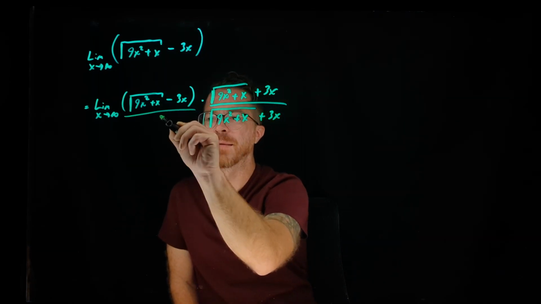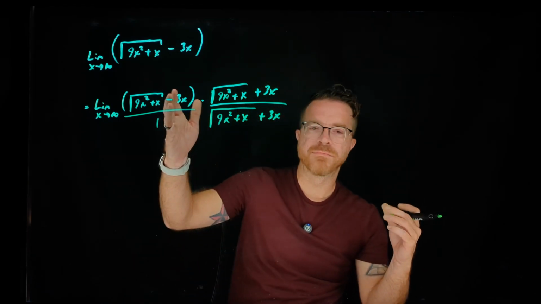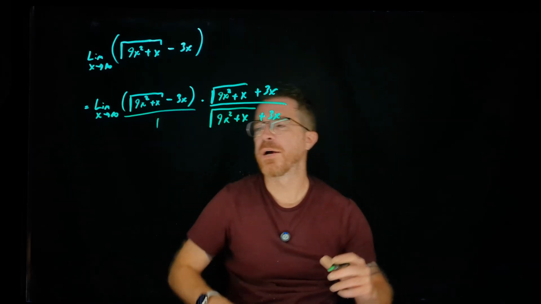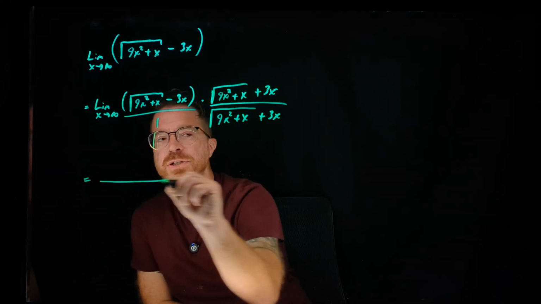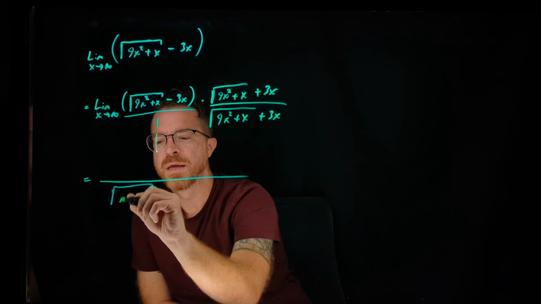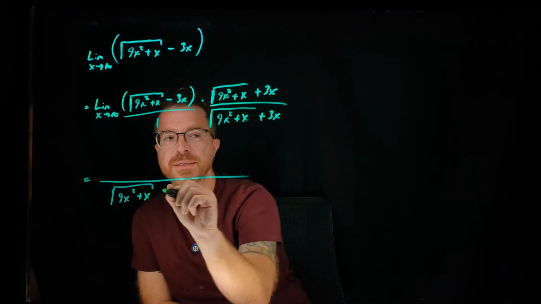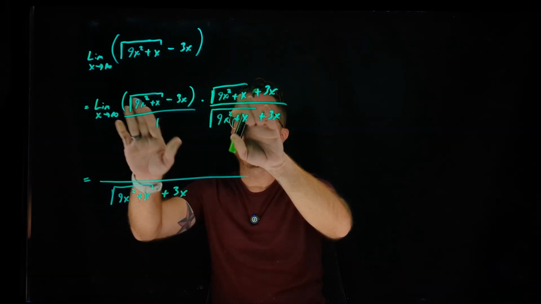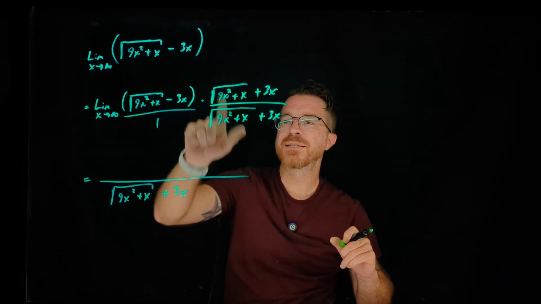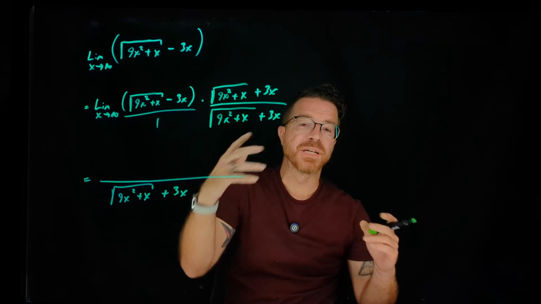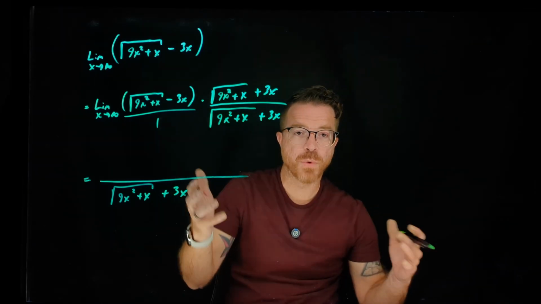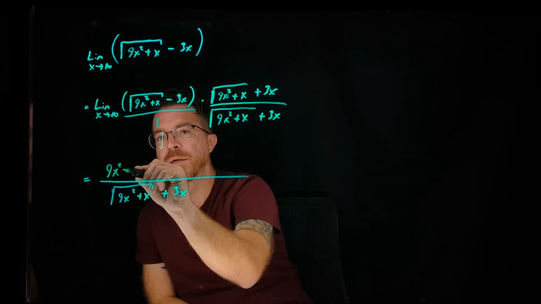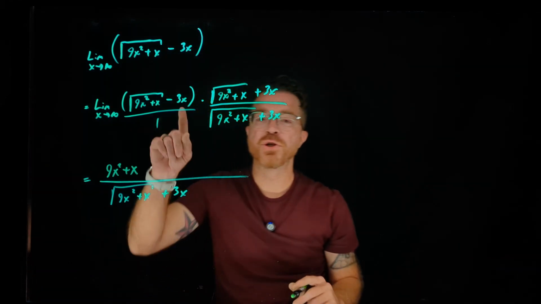Of course, this is the same thing as saying this is over 1, because any value that you have, you can always think of it as a fraction over 1. So we're going to multiply these out. For the denominator, this is just going to be the square root of 9x squared plus x plus 3x. For the numerator, we're going to multiply the square root of 9x squared plus x times the square root of 9x squared plus x. It's going to give me the square root of 9x squared plus x, squared. So the square root and the square are going to cancel, which is going to leave me with 9x squared plus x.